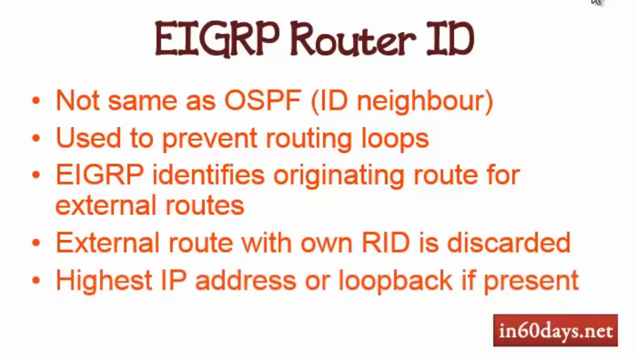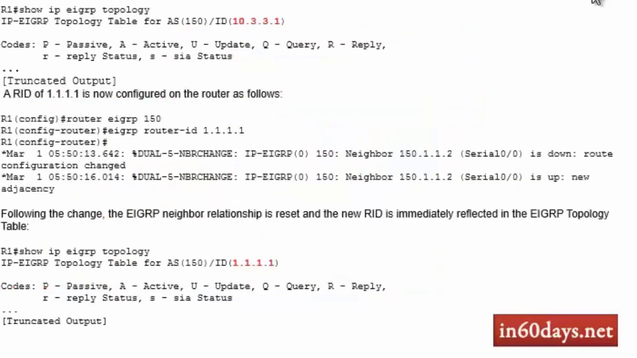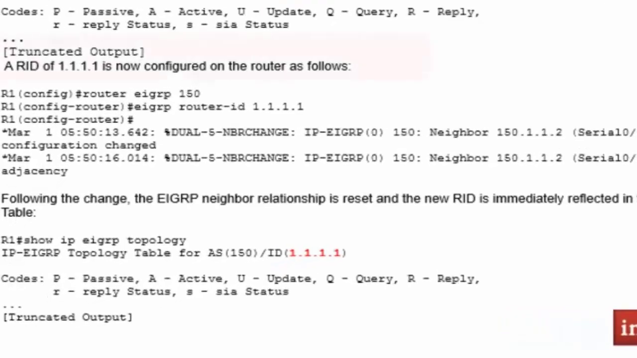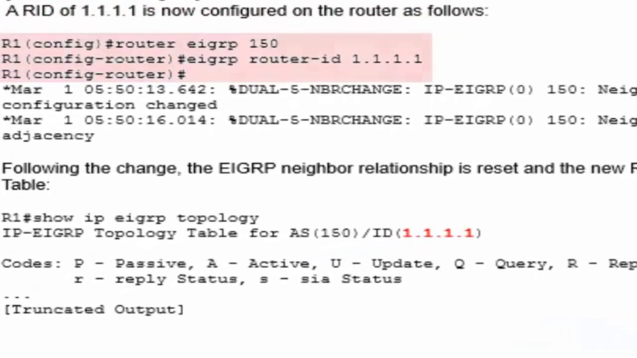The EIGRP router ID comes from the highest IP address or loopback address if present. I've issued a show IP EIGRP topology. Well worth remembering that command because that's what shows you the EIGRP router ID. I've then underneath configured the command eigrp router-id and then the IP address, and then you can see the router ID has changed to 10.3.3.1.